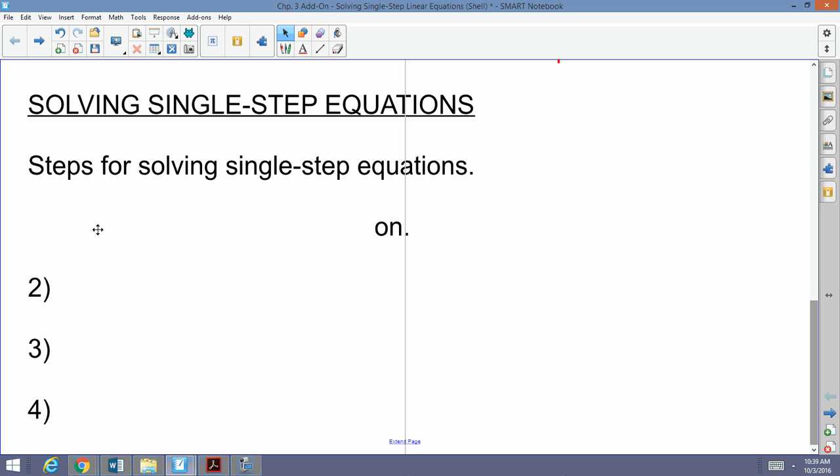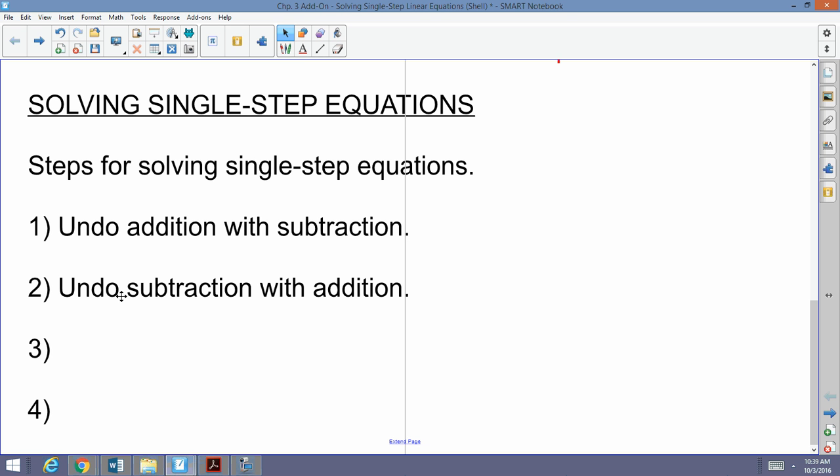So number one, my brothers, you're going to undo addition with subtraction. It's literally that simple. If I have x plus 5 equals 9, I'm going to have to subtract 5 from both sides to get the x alone. You undo subtraction with addition. If I have x minus 5 equals 8, I'm going to add 5 to both sides to get rid of that negative 5.